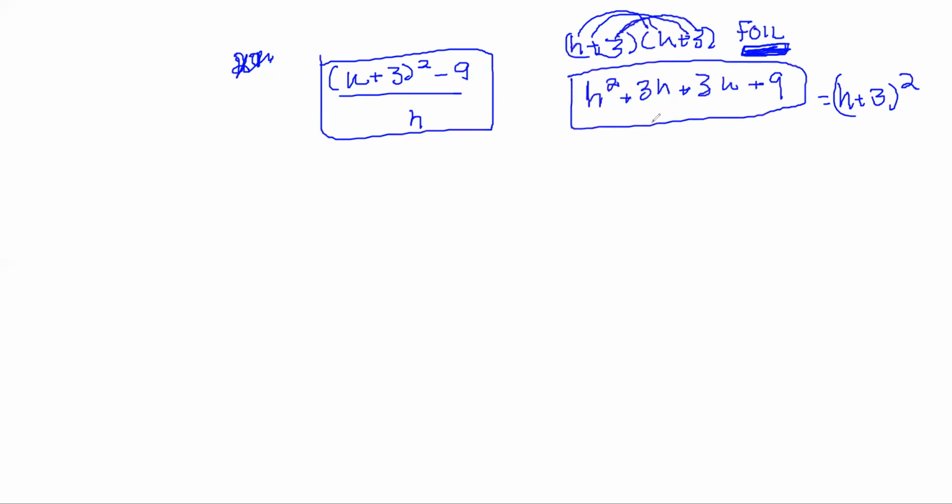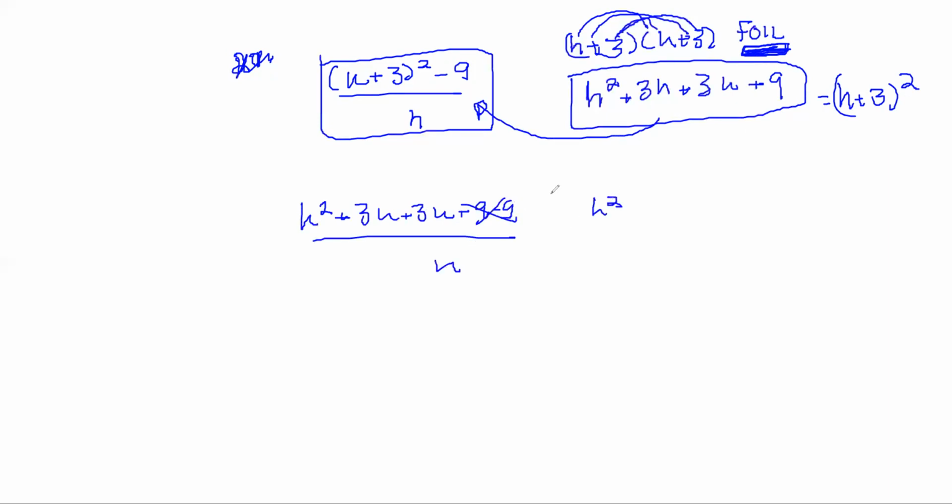So what we're going to do is put that whole thing back in. So it's going to be minus 9. So h squared plus 3h plus 3h plus 9 minus 9 over h. So this is going to be h squared. These are going to cancel. This is going to be h squared plus 6h over h. Divide everything by h, and it's h plus 6 over 1. h plus 6.